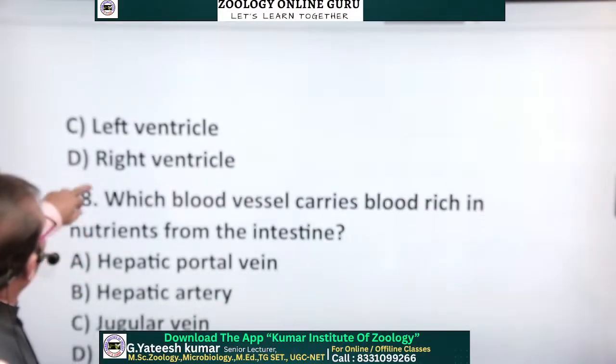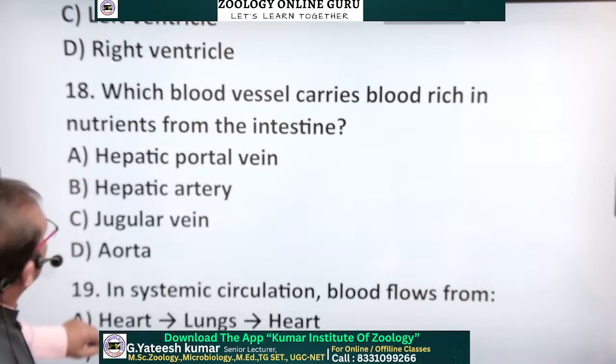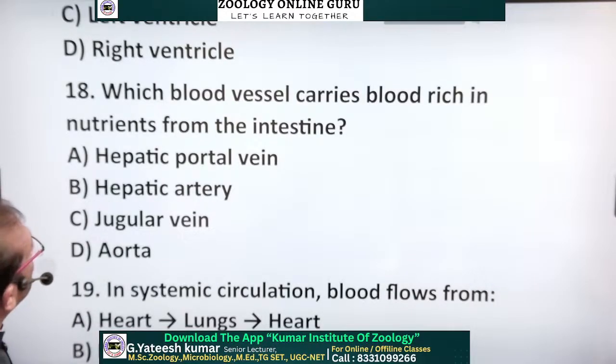Next, which blood vessel carries blood rich in nutrients from the intestine? Hepatic portal vein, hepatic artery, jugular vein, aorta. So here, it is the hepatic portal vein.